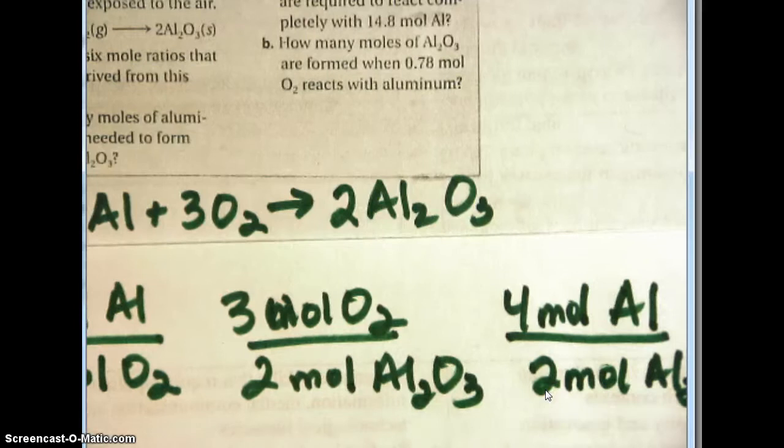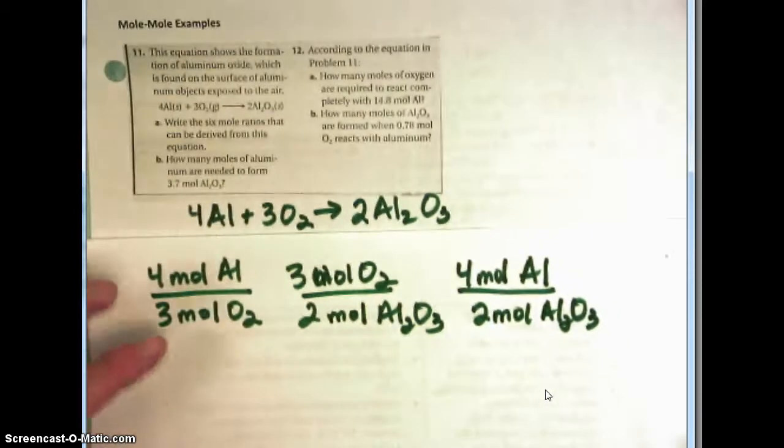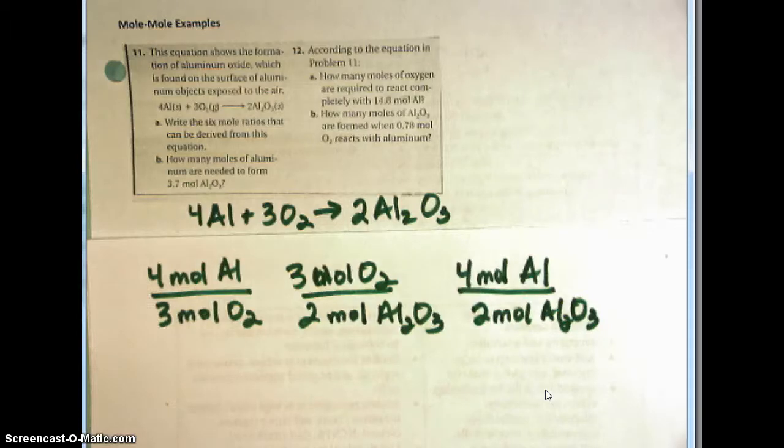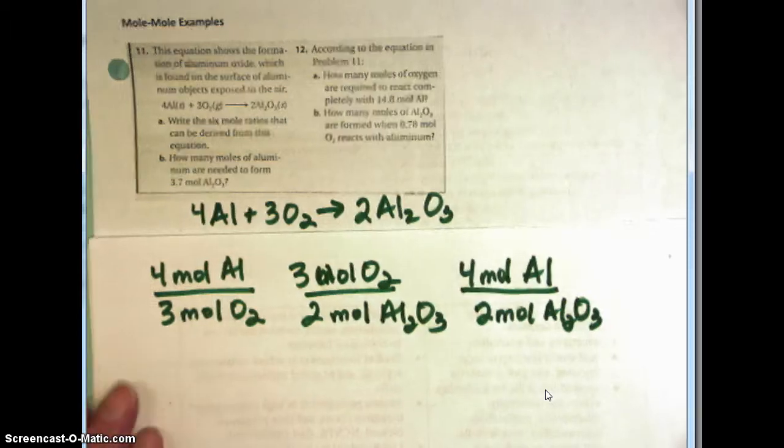And we could just invert all of those numbers to make 6. So we could take the 4 and 3 and flip that over and say 3 moles of oxygen on the top over 4 moles of aluminum. We can do that for all of those.